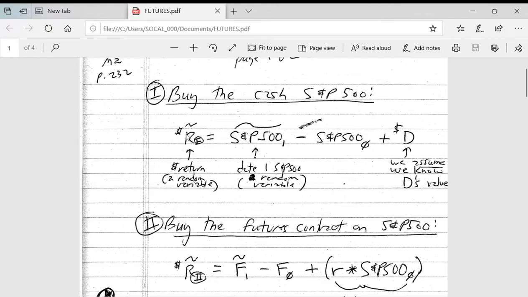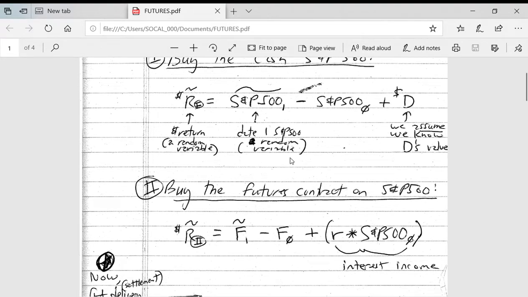So the dollar return that we'd earn in this strategy, we'll call it strategy 1, this little tilde up here, this little wiggly line means it's a random variable, is going to be equal to the value of the S&P 500 index at date 1, which is also a random variable, minus the S&P 500 index value right now, plus a dollar amount of dividends that we assume we'll know the amount of. So this is the dollar-based return we earn if we just bought the SPDR.